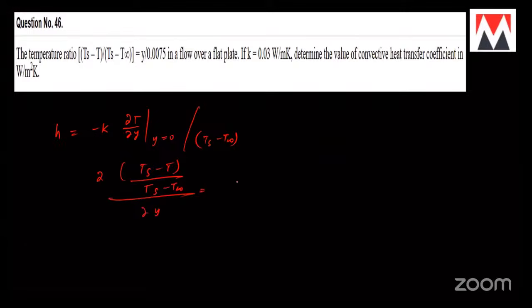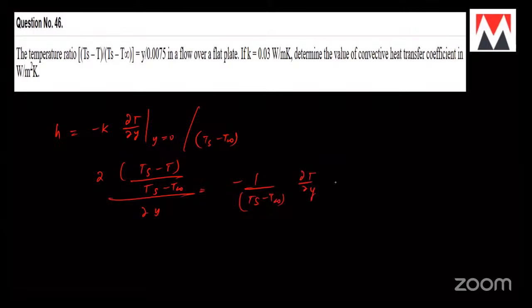The temperature ratio (Ts minus T) by (Ts minus T infinite) is equal to Y by 0.0075, and K is equal to 0.03. Determine the value of H. So H is equal to minus K into dou T by dou Y at Y equal to 0, by Ts minus T infinite. So you get dou of (Ts minus T) by (Ts minus T infinite) by dou Y is equal to minus 1 by (Ts minus T infinite) into dou T by dou Y.